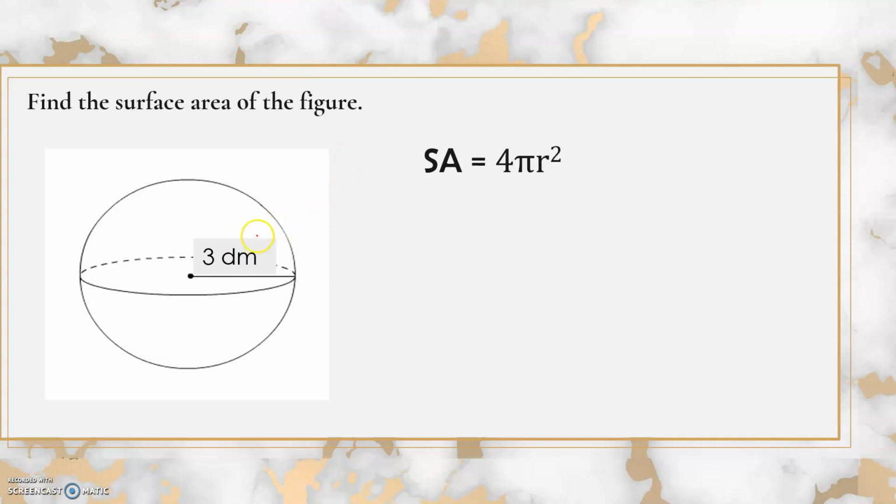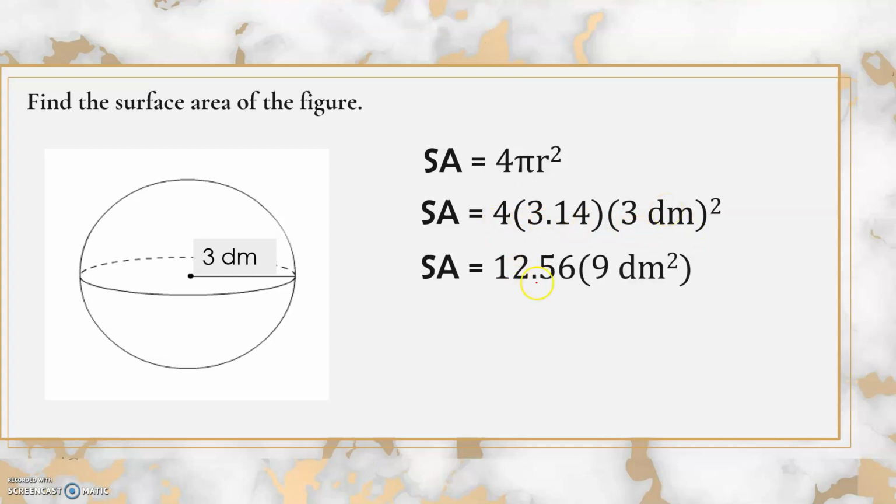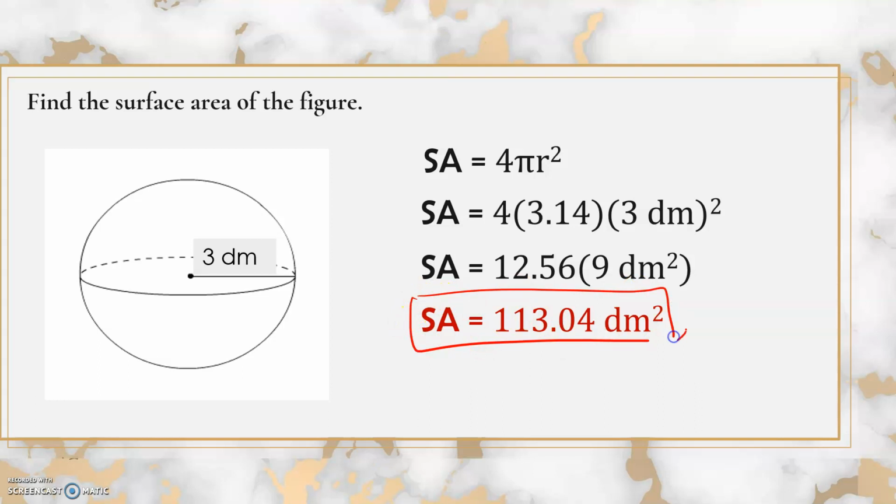Again, for us to find the surface area of a sphere, we will use the formula 4 pi r squared. Substituting the given information, we'll have 4 times 3.14 times the given radius, which is 3 decimeters squared. We'll have 12.56 times 9 square decimeters. And this will give us 113.04 square decimeters. So this is now the surface area of this sphere.